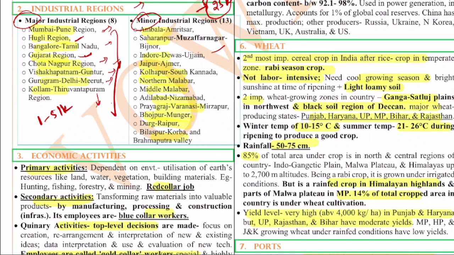If you see the minor regions: Ambala, Amritsar, Saharanpur, Muzaffarnagar, Indore, Dewas, Ujjain, North Malabar, Adilabad, Nizamabad, Durg, Raipur, Bilaspur. All these are minor industrial regions.